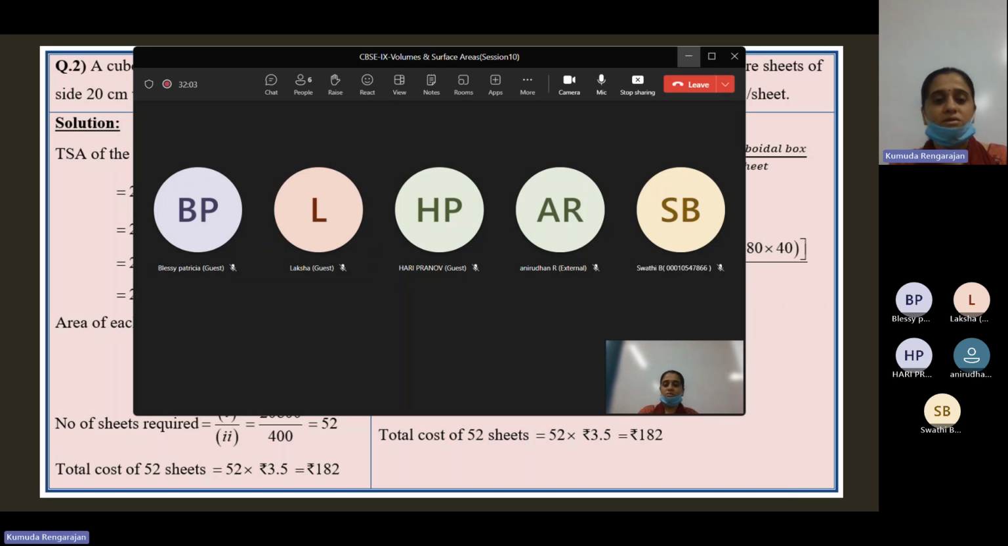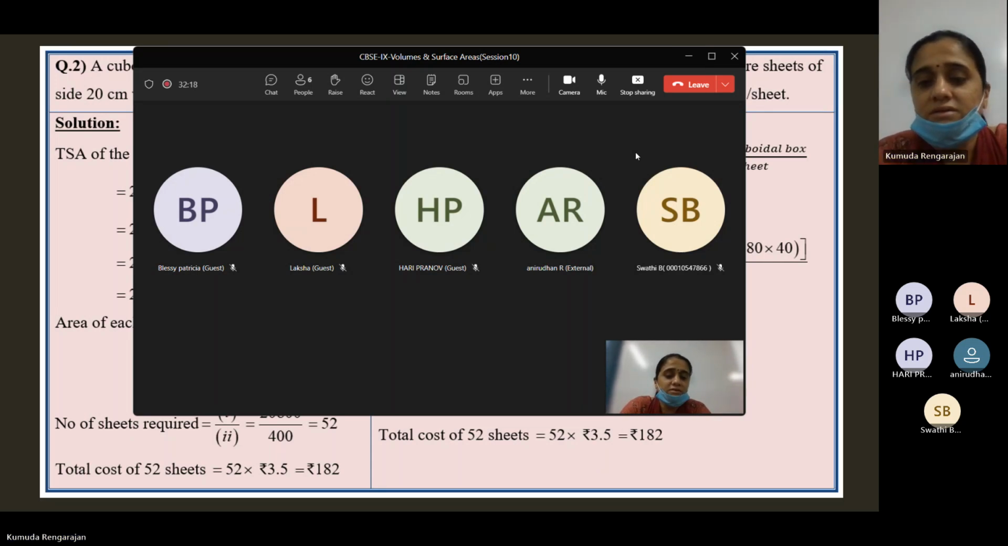Okay, so Aniruddhan, Swati, good evening. Good evening, ma'am. Good evening, Aniruddhan. How are you feeling, Aniruddhan? Your mom said you were not well to take up the last class. Yes, ma'am. Now fine, ma'am.